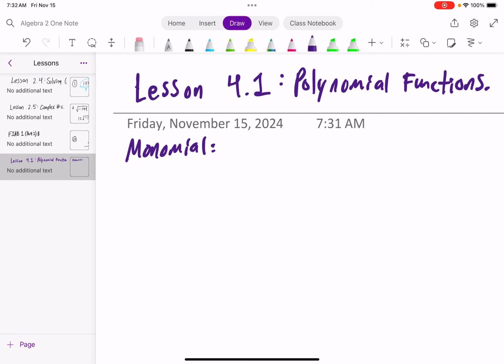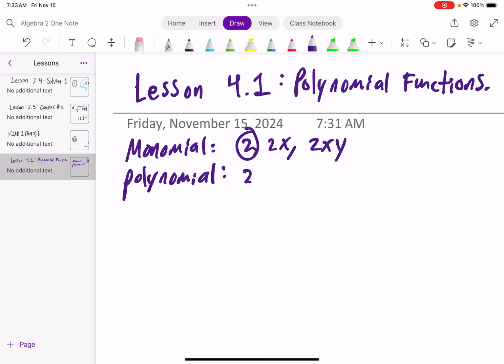So, it says a monomial, well, that's just going to be something like 2 or 2x or 2xy. That is something that is attached. But a polynomial is made up of multiple monomials, right? If it's just one term, then it's a monomial.